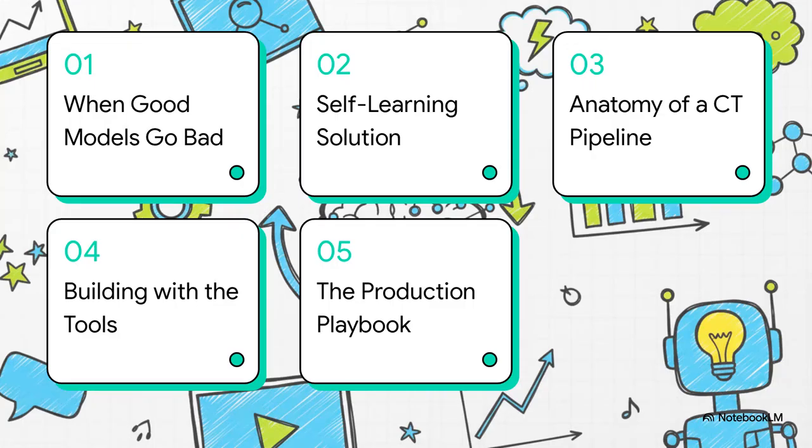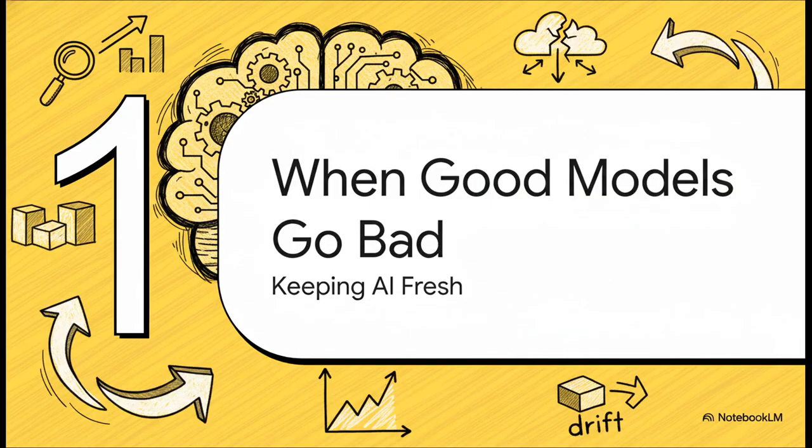So here's our game plan for this explainer. First, we'll dig into why good models go bad in the first place. Then we'll introduce the solution, continuous training. After that, we'll break down the anatomy of a CT pipeline, look at the tools you actually need to build one, and then we'll wrap it all up with a practical production playbook. Okay, let's start with the core problem.